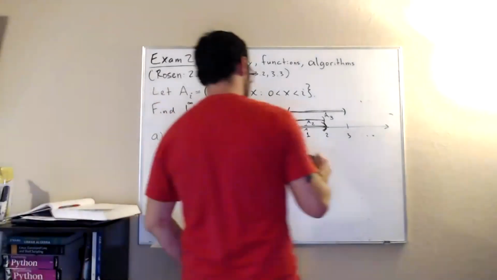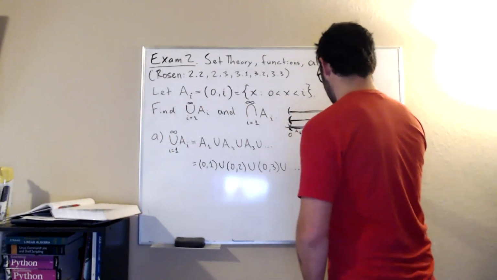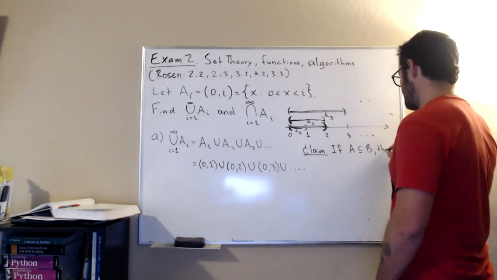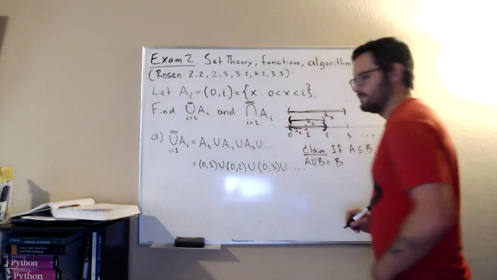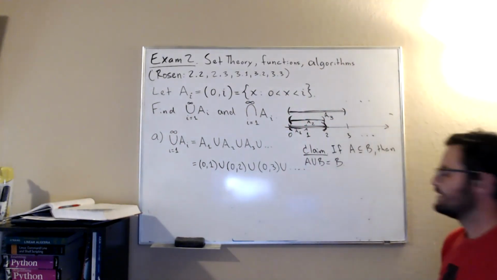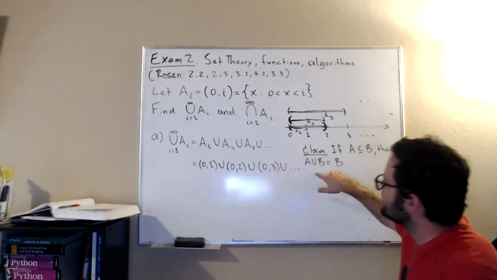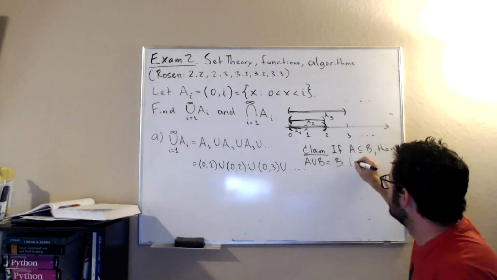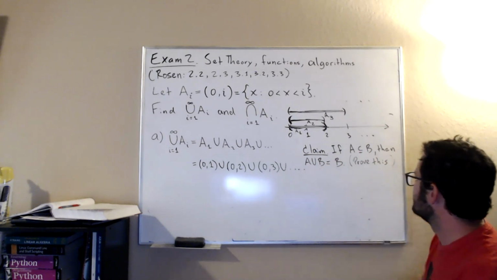In fact, it's probably important to note, I claim that if A is a subset of B, then A union B is equal to B. Is that claim true? It is true, but you should be able to argue why. So I would say on your own, prove this. But it is true.